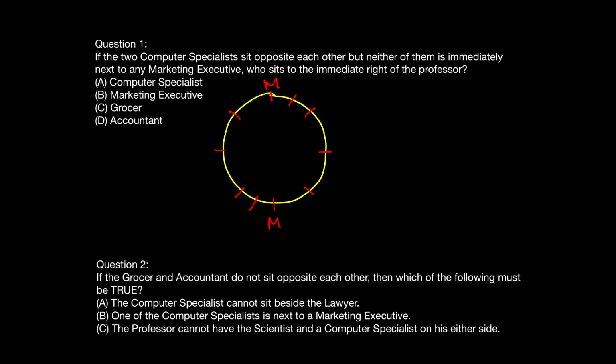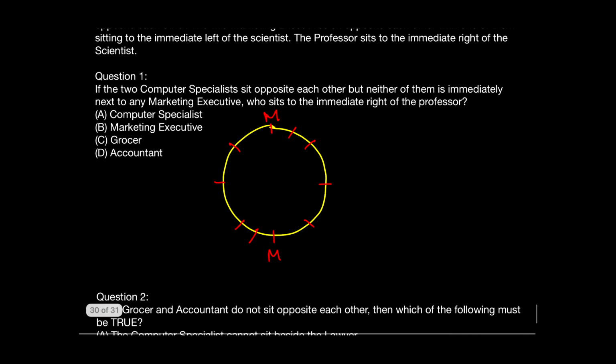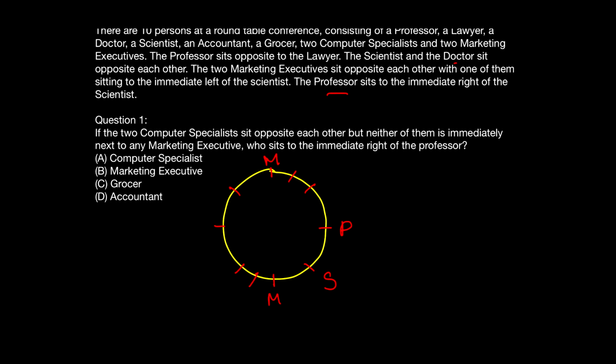Now what information do we have related to the scientist? We know that the two marketing executives are opposite, and one of them is on the immediate left of the scientist. Okay, so that means if I consider the scientist over here, this will be the immediate left. Now if I know about the scientist, I know a few more things about the scientist. The professor is sitting to the immediate right of the scientist, so that makes the professor here. Someone was sitting opposite, that is the doctor, so this is the doctor here. So we have fixed so many places now. Now what else is left? That the professor and the lawyer are sitting opposite to each other, so we have also fixed the position of the lawyer.